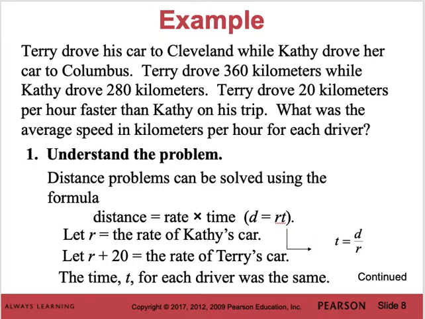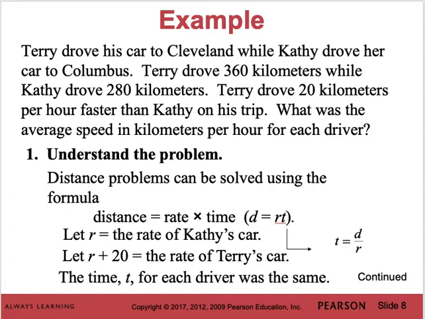Here's a second example. Terry drove his car to Cleveland while Kathy drove her car to Columbus. Terry drove 360 kilometers while Kathy drove 280 kilometers. We must be in England. Terry drove 20 kilometers per hour faster than Kathy on his trip. What was the average speed in kilometers per hour for each driver?